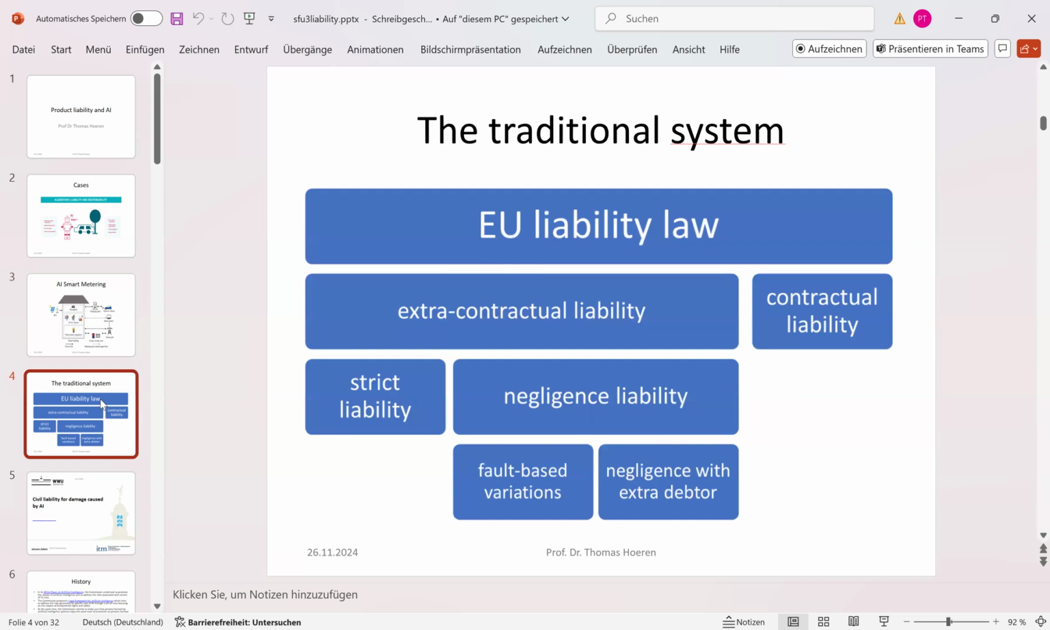The traditional system, of course, of liability law in the EU is on the right side, contractual liability. There's a typical liability every member state is regulating. For me, the important thing is the extra contractual liability, because AI may cause damage not only to the contracting parties, but also to third persons who are, for instance, part of an accident by an automated car. Then you have extra contractual liability, and in the middle you find the typical instrument for using that is tort.